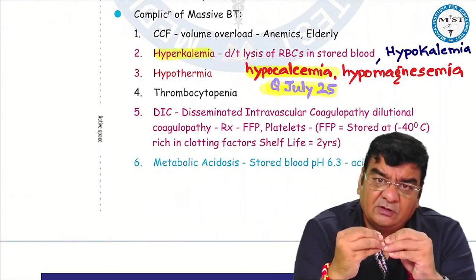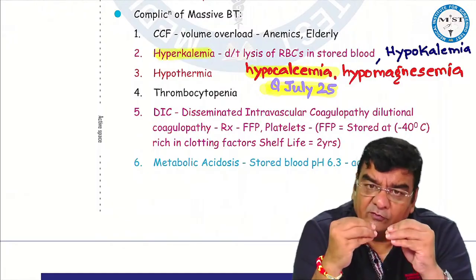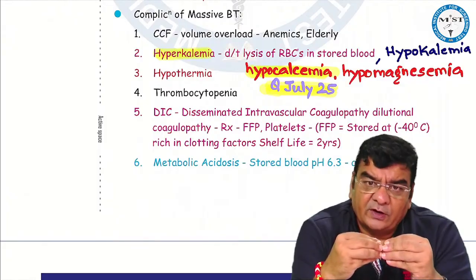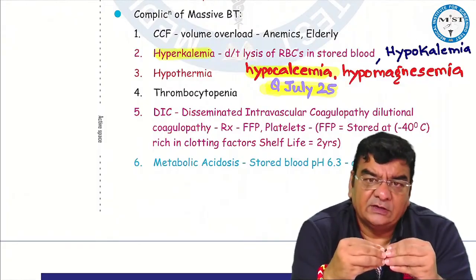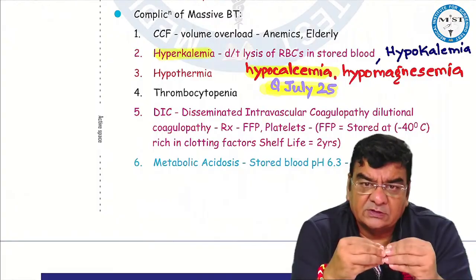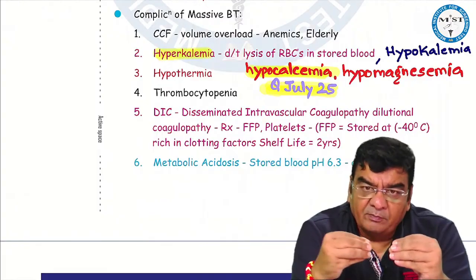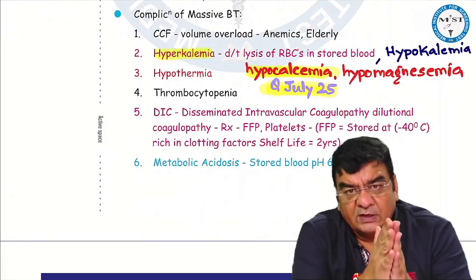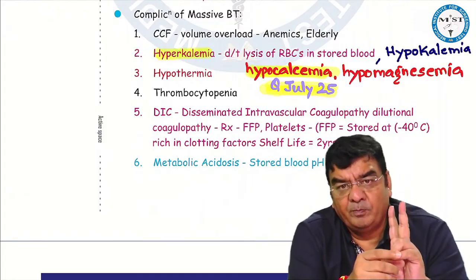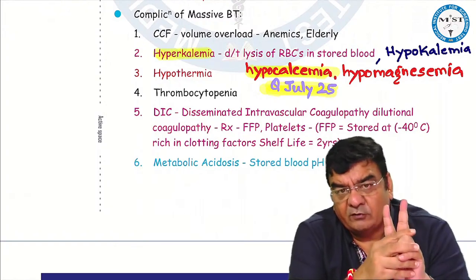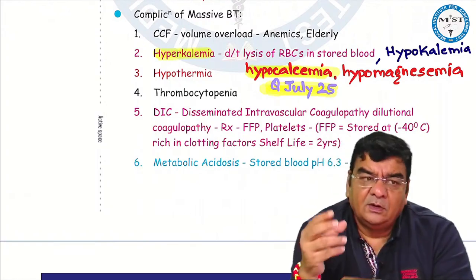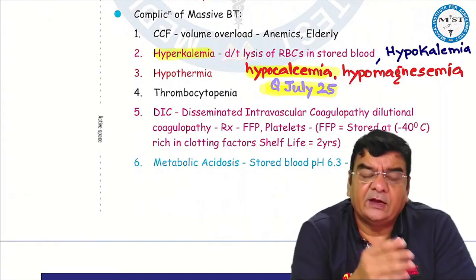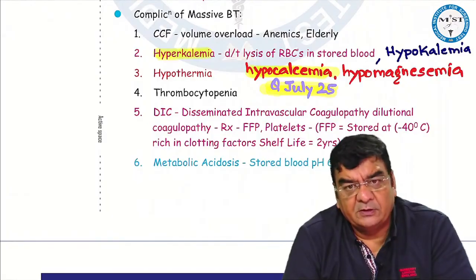In these cases, we have to give fresh frozen plasma, which is a very rich source of clotting factors. FFP is stored at minus 40 degrees centigrade and has a shelf life of 2 years. This may help in preventing the patient from going into DIC. In massive transfusions, the dictum is 1 on 1: 1 unit of blood, 1 unit of fresh frozen plasma. The stored blood has an acidic pH of 6.3. Massive transfusion can lead to metabolic acidosis in the recipient.